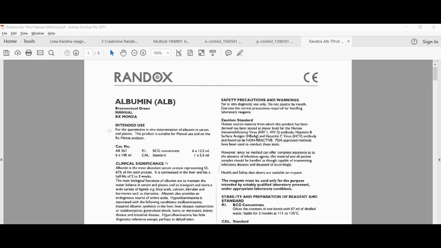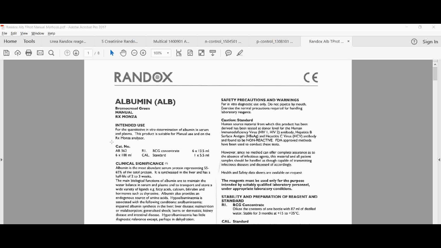Then other information is the intended use. It is for the quantitative analysis of albumin in serum or plasma. So in vitro, meaning quantitative analysis in the laboratory, outside of the human body. In vivo is inside the human body. And this product is suitable for manual use and on the RX Monza as well.